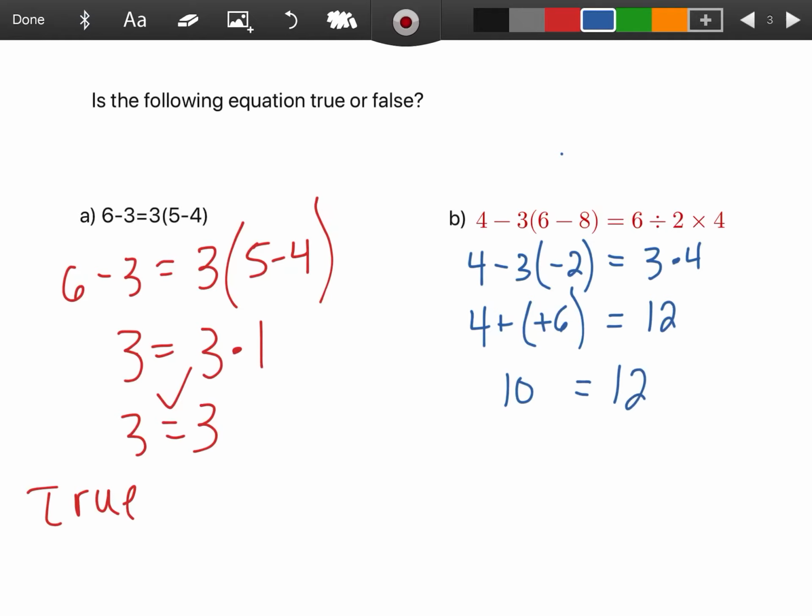So is 10 equal to 12? No, it's definitely not equal to 12. So this equation here is false because the expression on the left side was not equal to the expression on the right side.